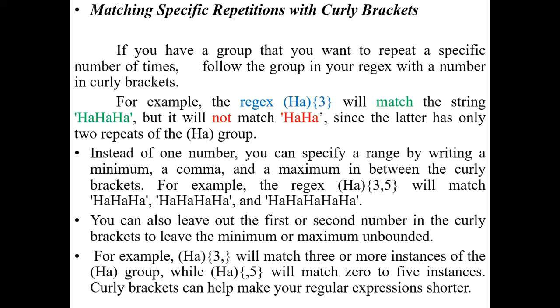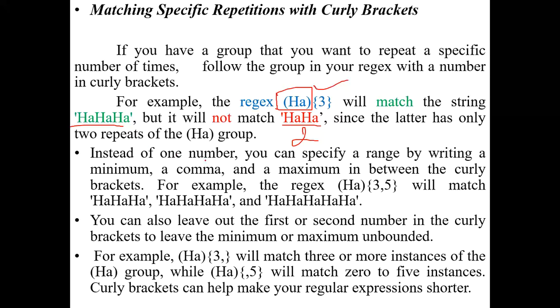Matching specific repetitions with curly brackets. For a moment assume that we have a group that we want to repeat a specific number of times. Here we have a group, and in that group I have mentioned HA. How many times this pattern has to repeat is mentioned within the curly brackets. I have mentioned a number, which is equivalent to 3 times. So it is going to match with this 3 times, but it will not match with HA. Why not? Here HA has repeated for only 2 times, and it has to contain 3 times. Since it has only 2 repeats, it is not matching.